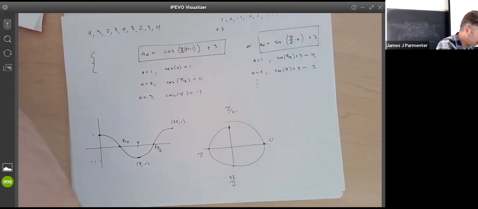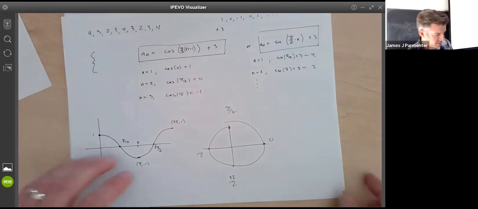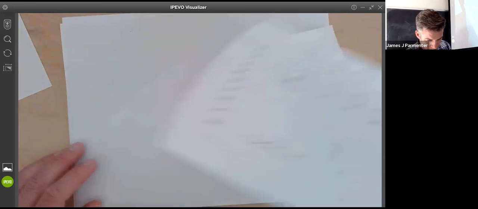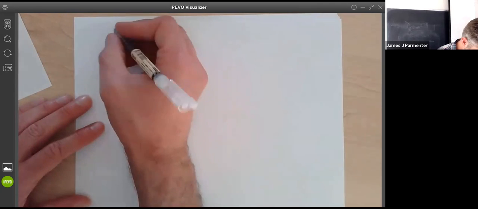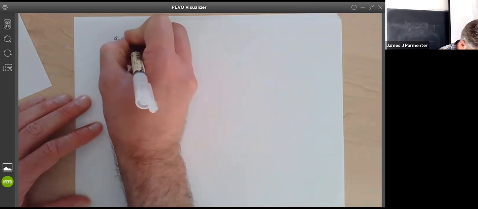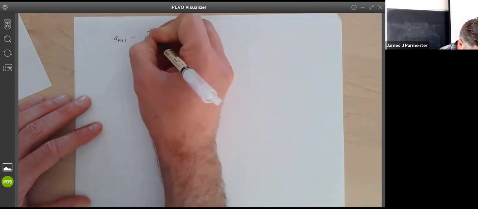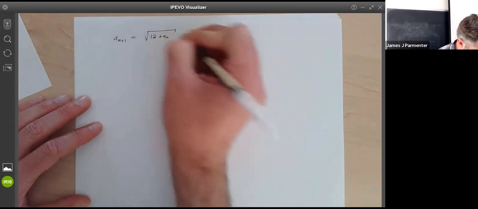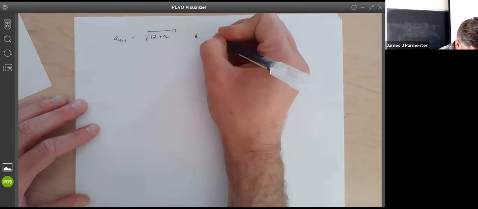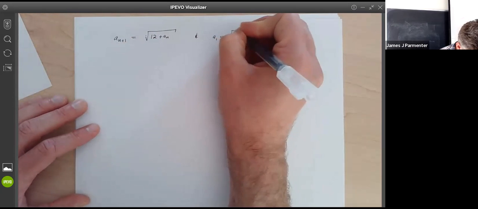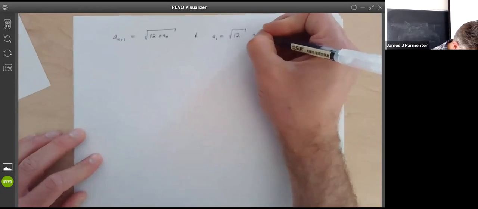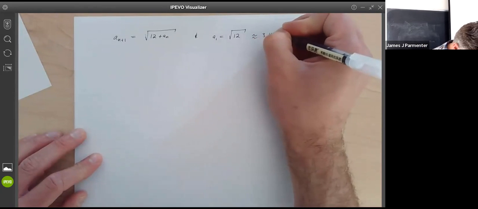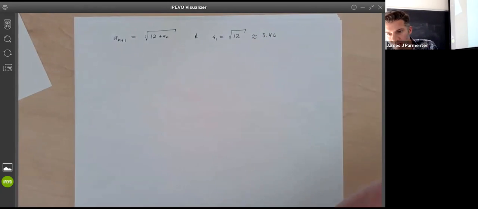Let's look at some recursive sequences. So here's a great one. A sub n plus 1 is defined to be the square root of 12 plus a sub n. And we're given that the first term is the square root of 12, which, just so we all know, is approximately 3.46.